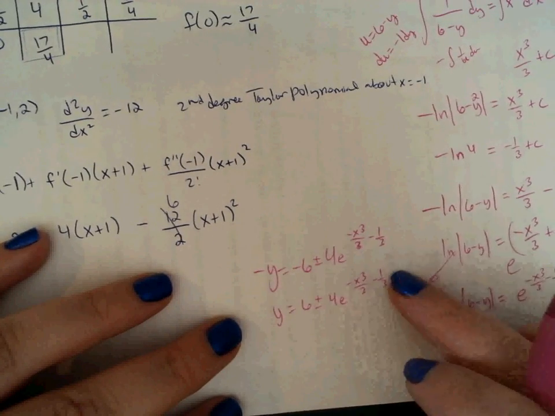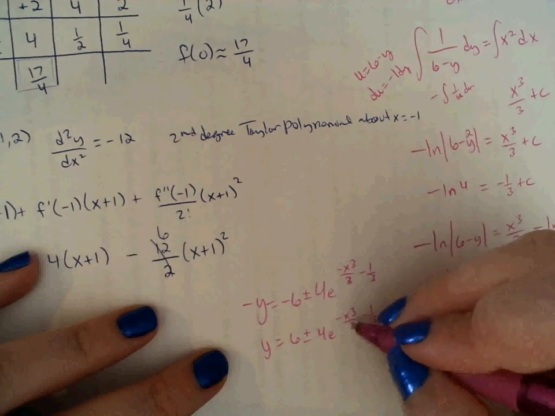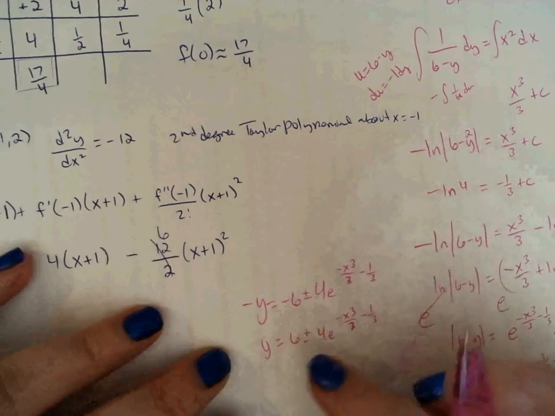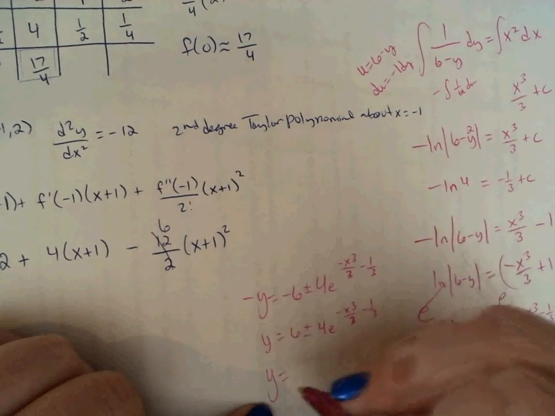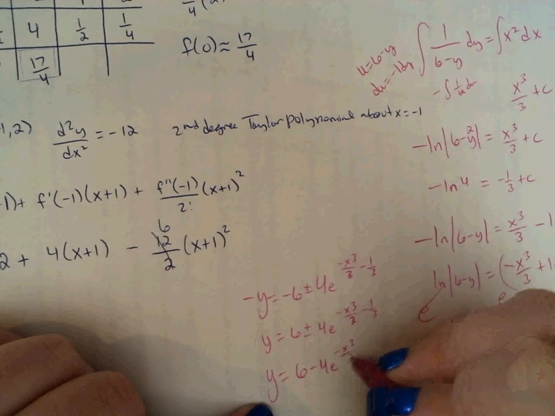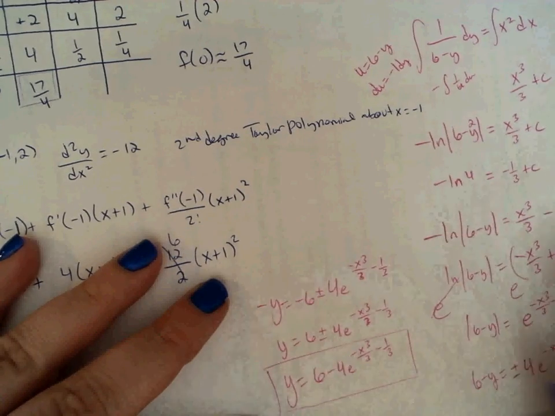Remember that our initial condition is that when you plug in negative 1, you should get 2. So if I plug in negative 1 right here, this becomes a positive 1/3. And a positive 1/3 minus 1/3 is 0. E to the 0 is 1. The only way that I'm going to get 2 is if it's 6 minus 4. So 6 minus 4e to the negative x cubed over 3 minus 1/3.